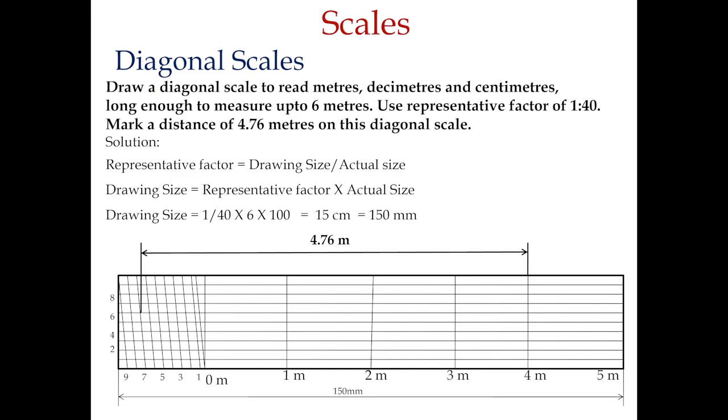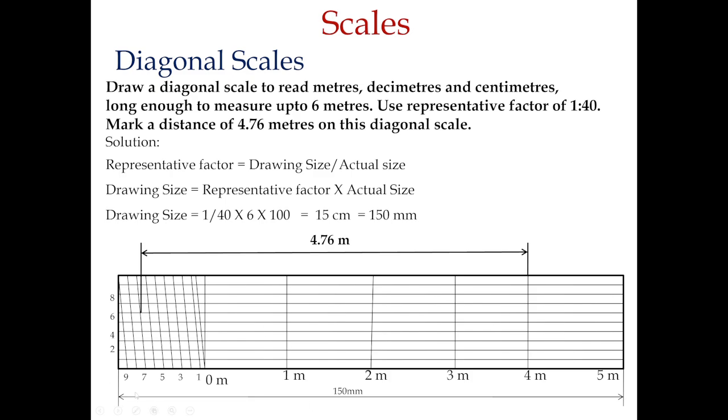So the representative factor is equal to the drawing size by actual size. So drawing size is equal to the representative factor into actual size. Then the drawing size is equal to 1 by 40 into 6 meters, right? 6 meters will be converted into centimeters: 6 into 100, which gives 15 centimeters, then converted into millimeters, so equal to 150 mm, right?